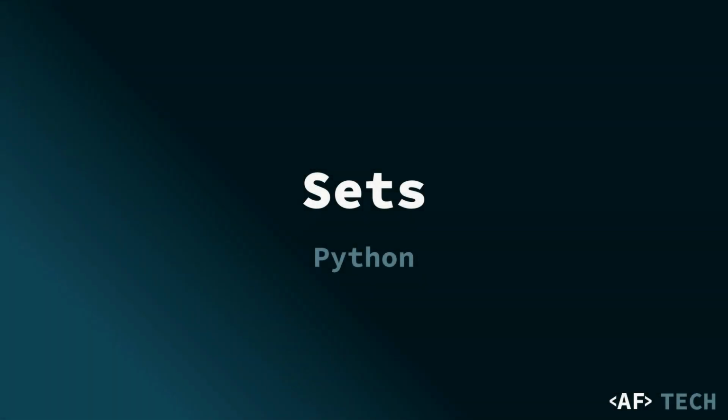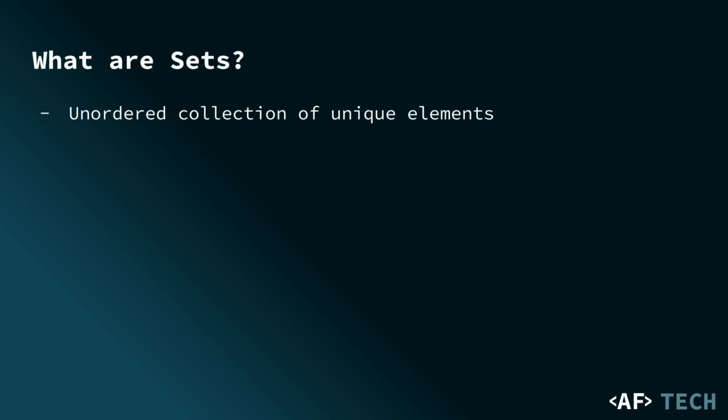Hey everyone, in this tutorial we're going to cover a unique and essential data type in Python called sets. If you recall our video on lists, we mentioned that a list is an ordered collection of elements. Now imagine a collection where the order does not matter, meaning it's an unordered collection of elements, and that means that duplicates are not allowed.